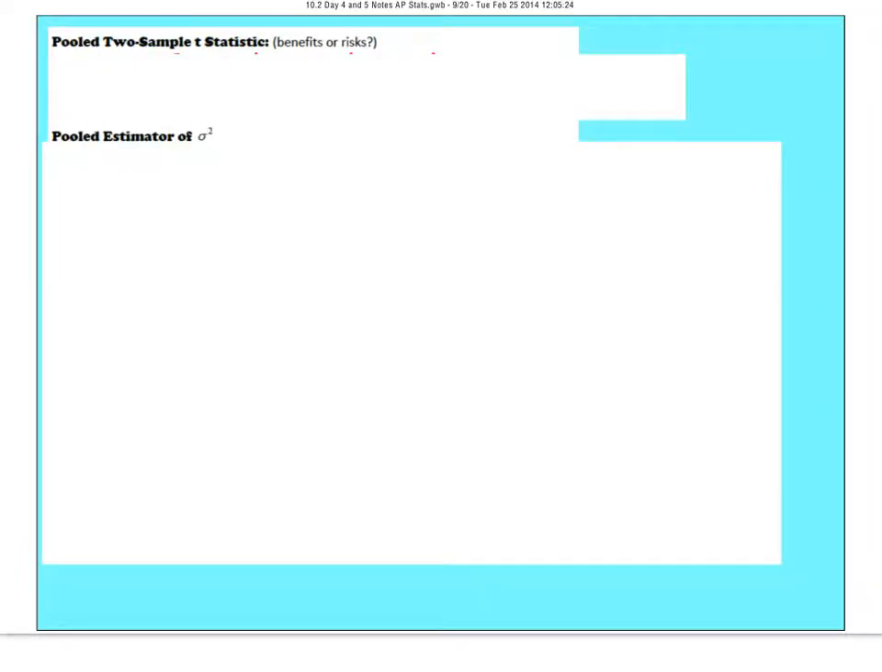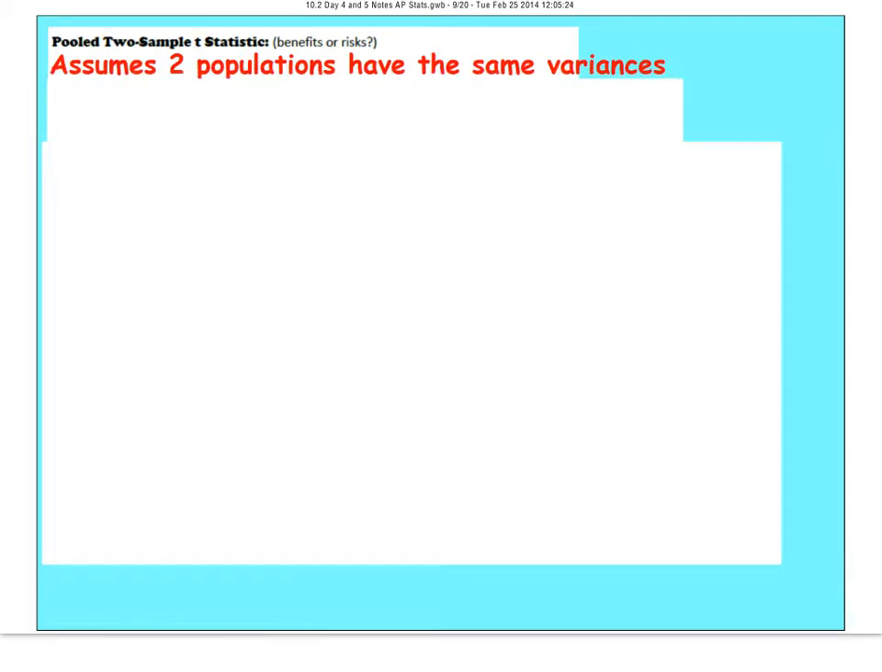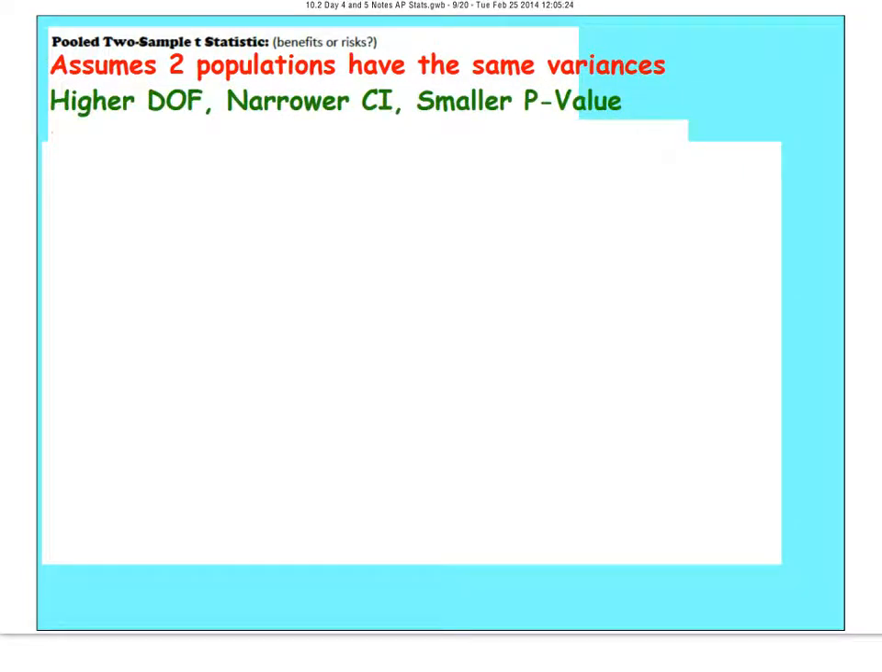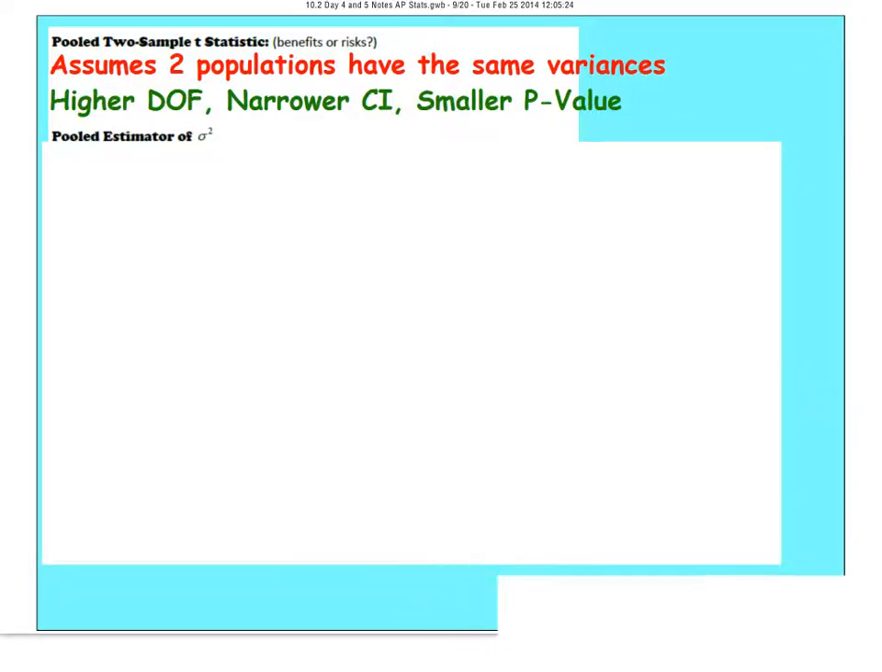Now remember when we were doing the difference of the sample means, either the confidence intervals or the tests, on the calculator there was actually an option for a pooled. I just want to highlight a few things about that. The first is that it assumes two populations have the same variance. And so what it does, if we use the calculator feature for that, it would give a higher degree of freedom, which is going to give us a narrower confidence interval and a smaller p-value. So that's kind of a benefit to it if we were to use that method.